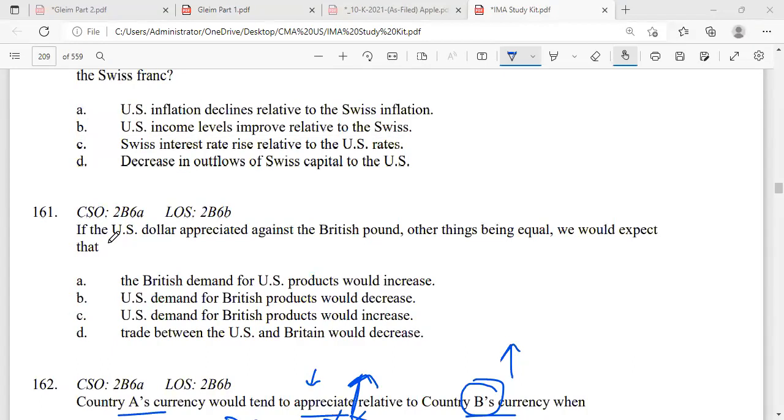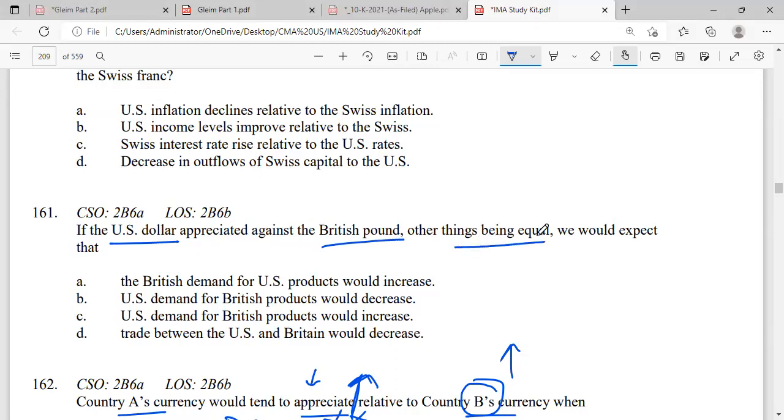Next, if the US dollar appreciated against the British pound, other things being equal, what can we expect? The British demand for US products would increase? No, because the US dollar has appreciated, not the British pound. US demand for British products would decrease? No, it will increase. So US demand for British products would increase, yes.